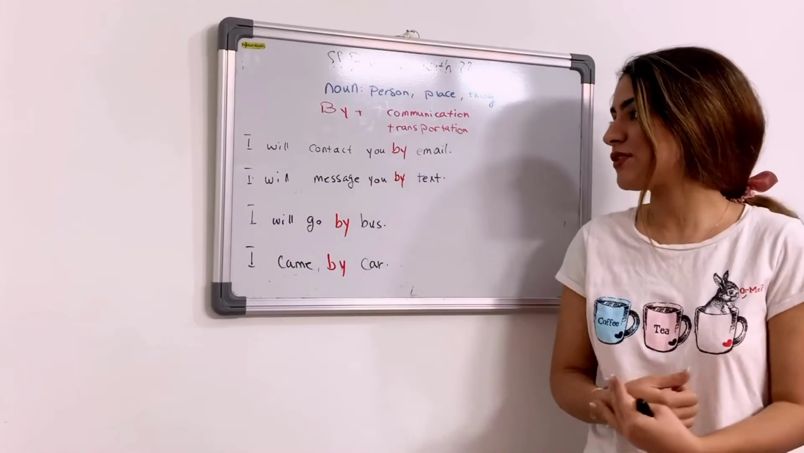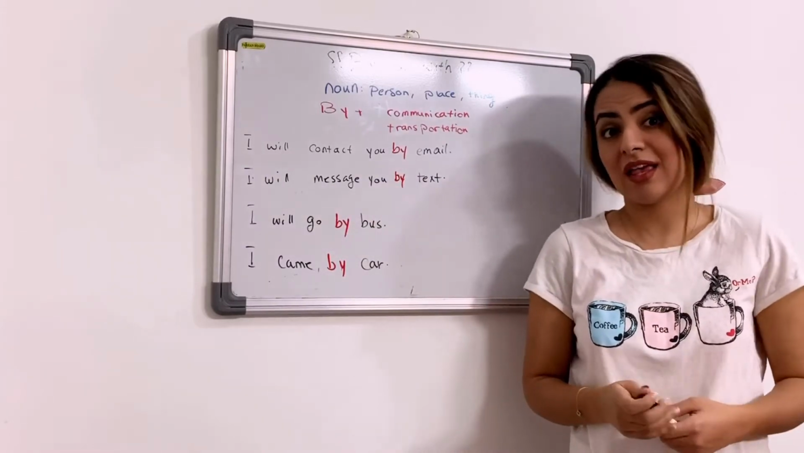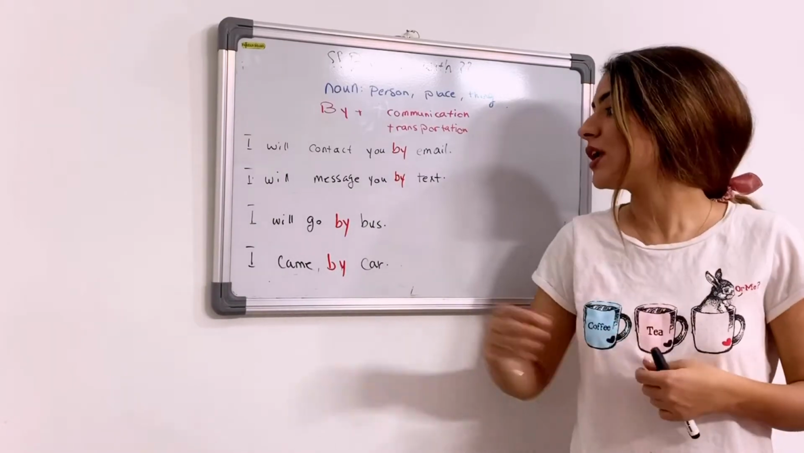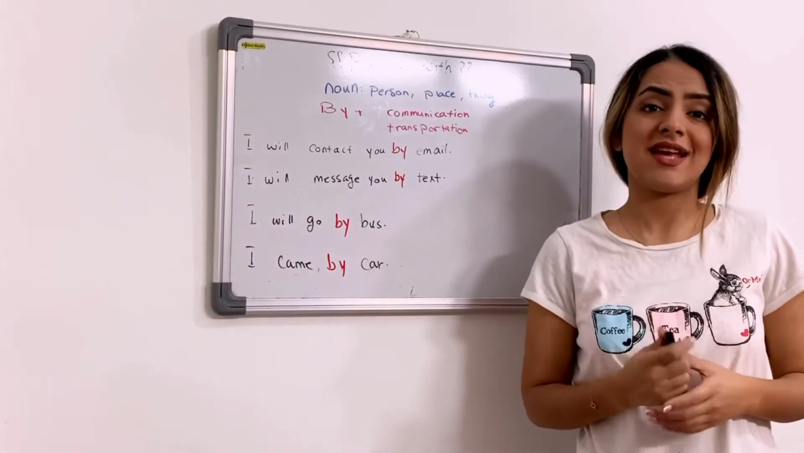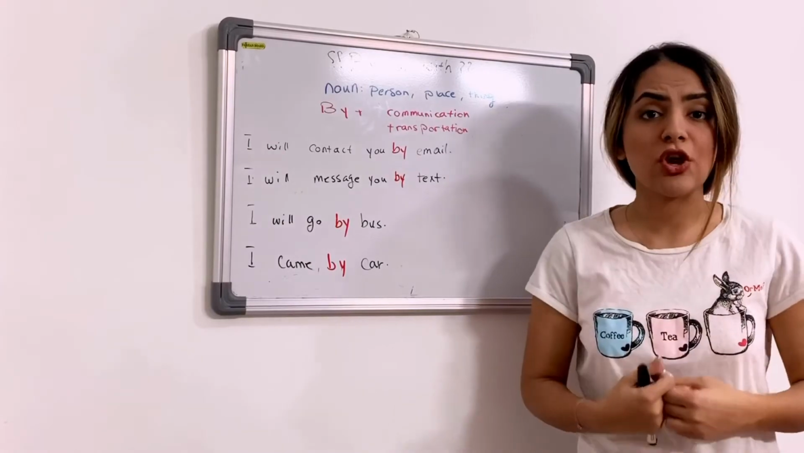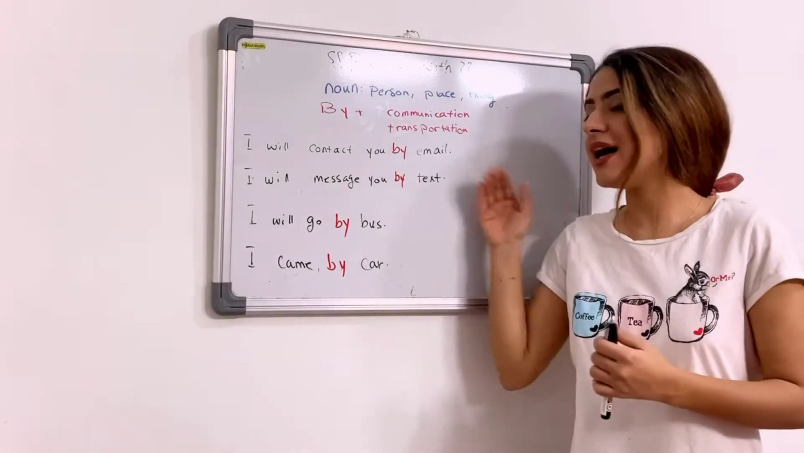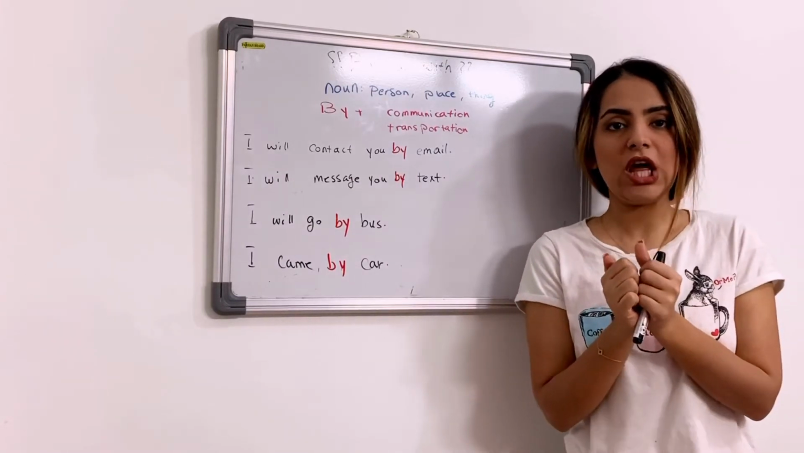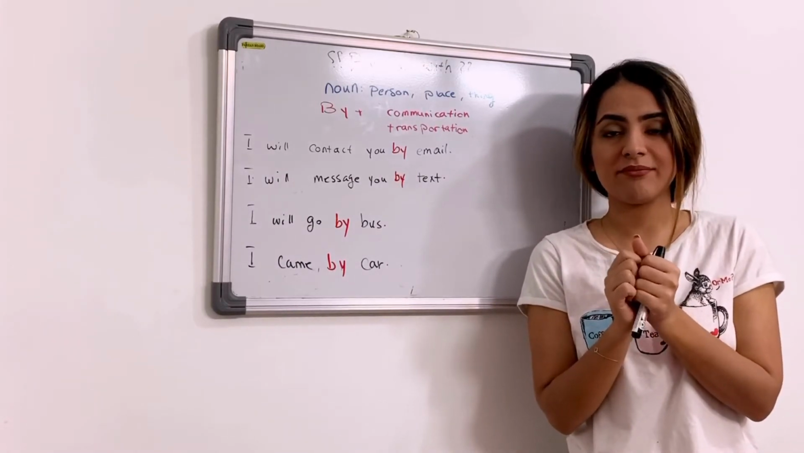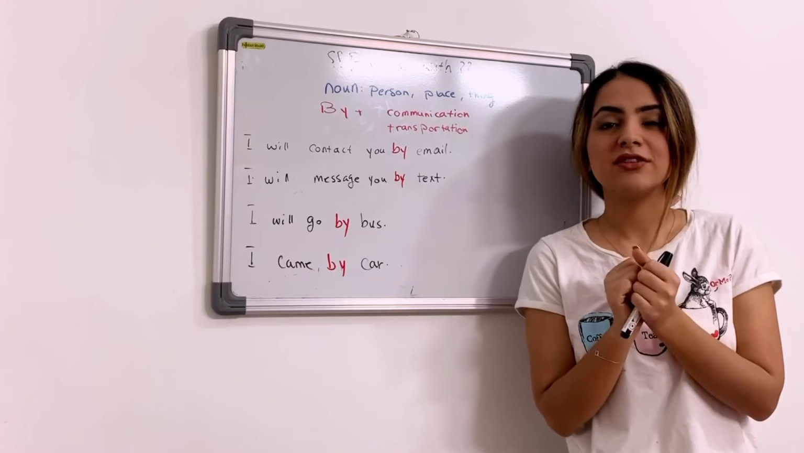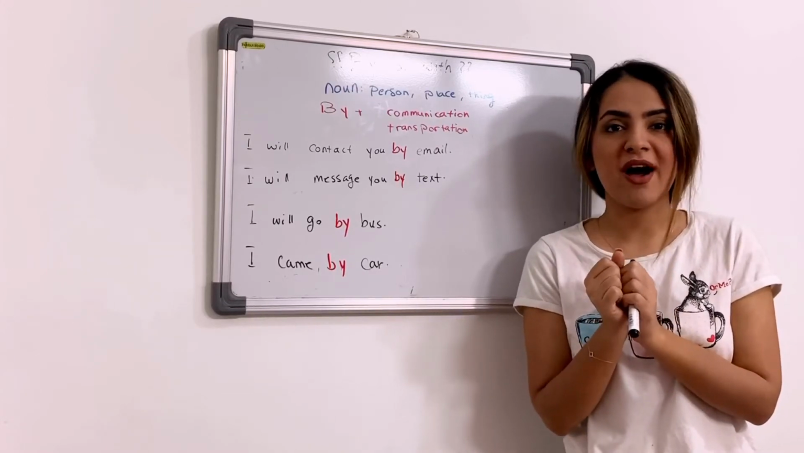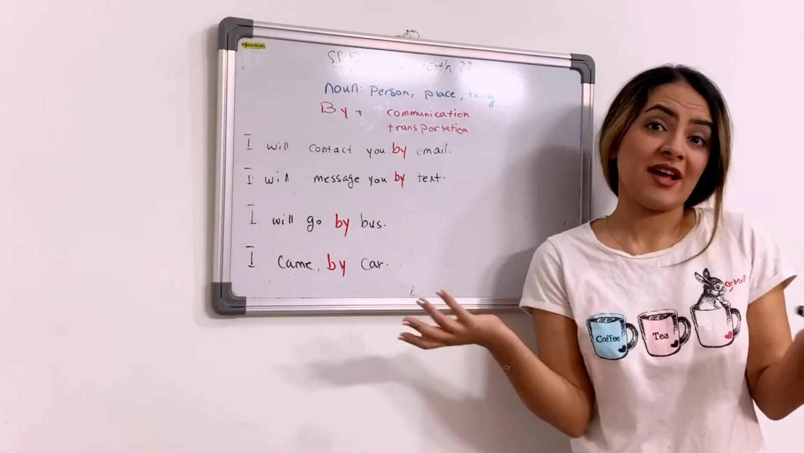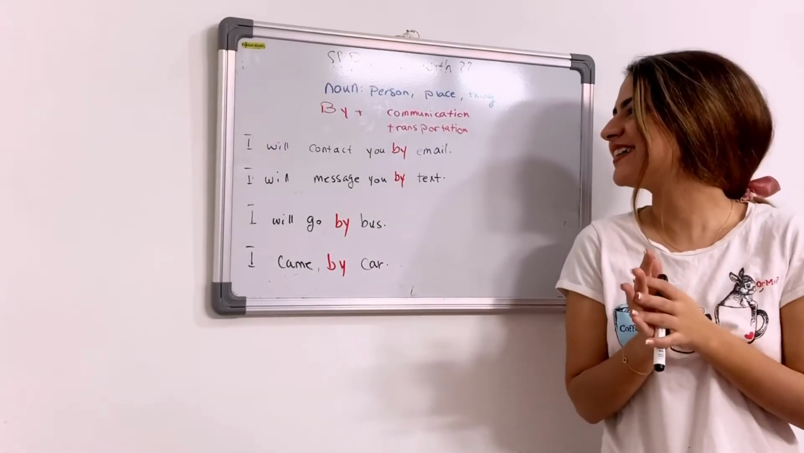So for example, I will contact you by email. By email, a form of communication. I will message you by text. By text message. I will let you know by Telegram. I will send a letter to you by a pigeon. In the past times they did that, so okay, good.